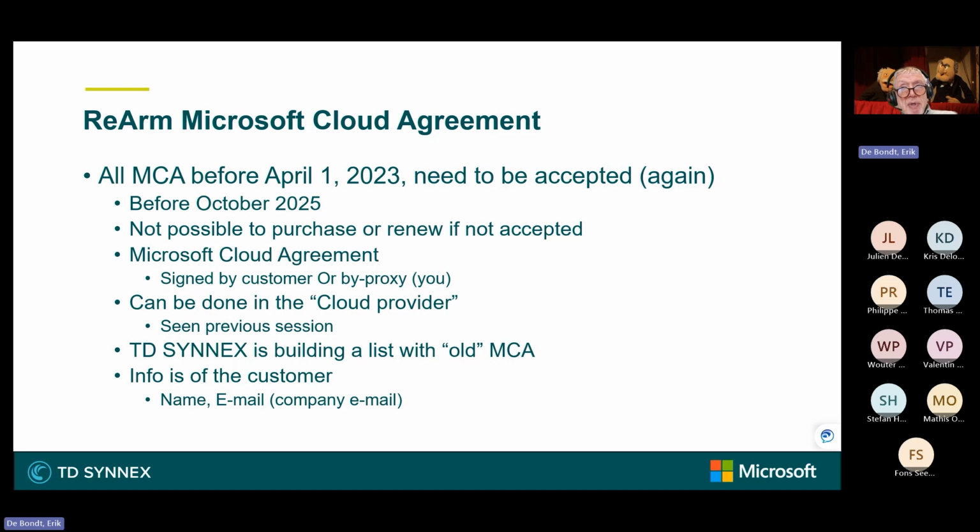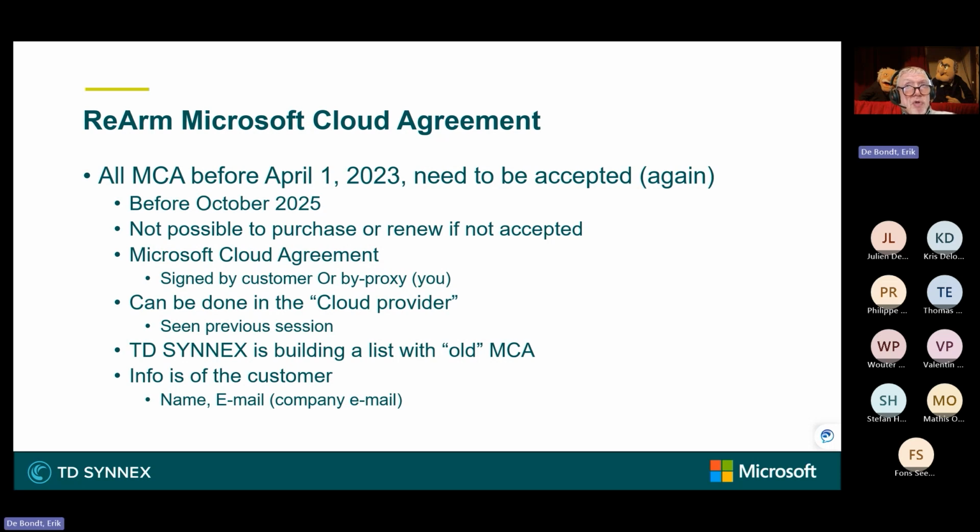So it needs to be accepted again by the customer, so they know these are the rules, this is what I can do with the license, and this is what I cannot do. For instance, with NCE, you buy a license for a year, you pay for a year, point. Those things change regularly from Microsoft, so the MCA needs to be re-accepted every X years. Again, signed before April the 1st needs to be accepted again. Before October 2025, the impact is that you will not be able to purchase new products or renew licenses if the MCA is not actively signed after April the 1st.